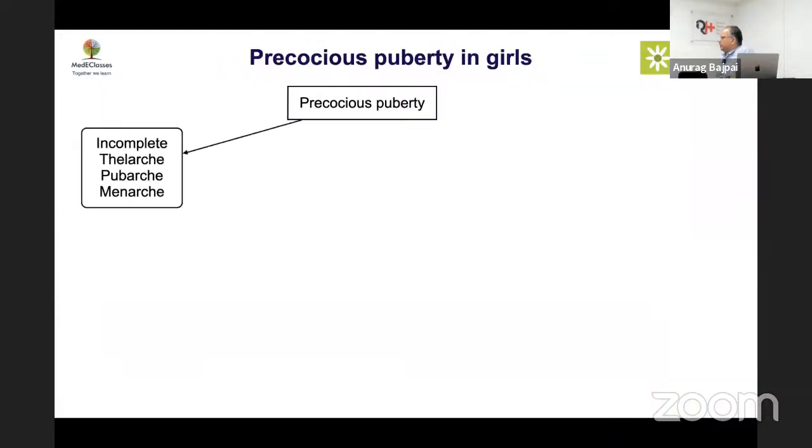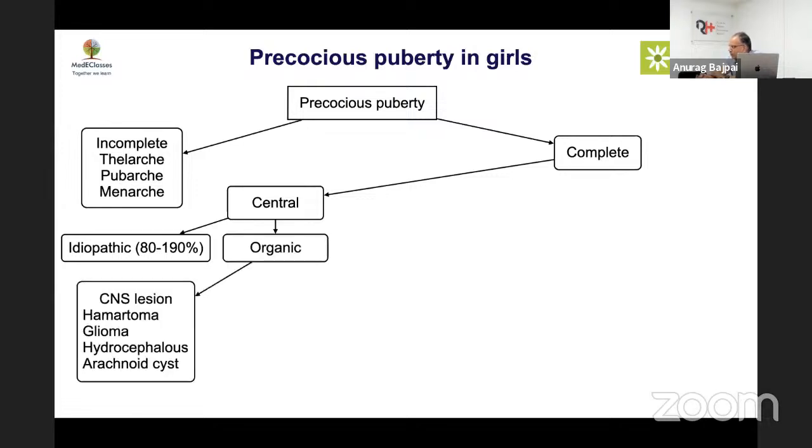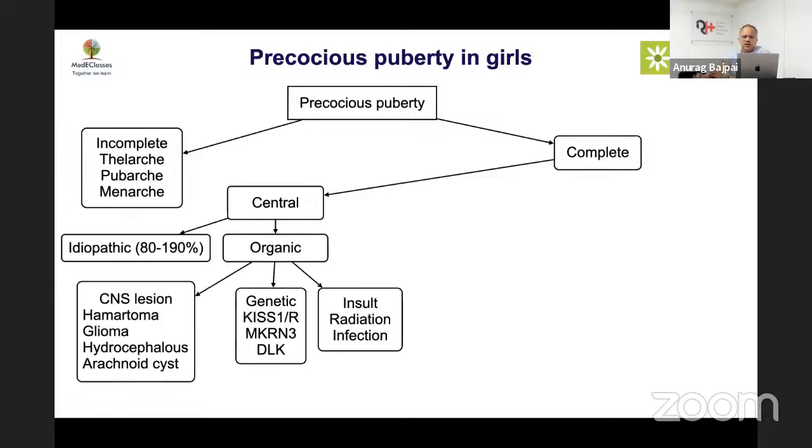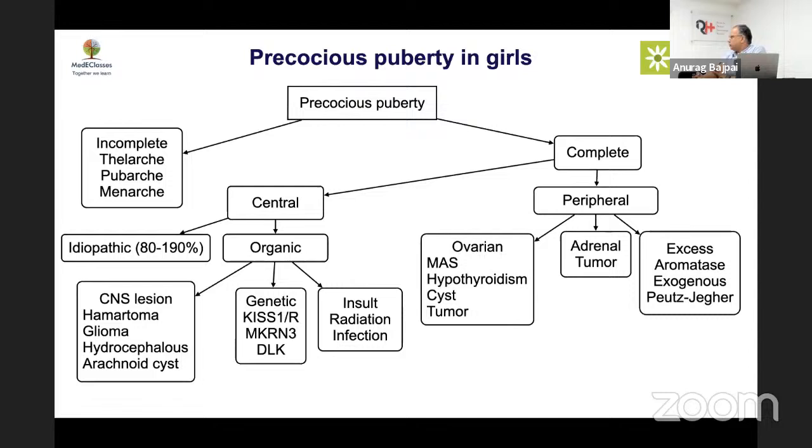So precocious puberty could be incomplete, with thelarchy, pubarchy, or menarche, or complete, in which all aspects of pubertal development happen. It could be central, in which it's idiopathic in most cases, or organic because of CNS lesions or rarely genetic causes or insult, and peripheral, which could be because of ovarian origin, because of ovarian cyst in McCune-Albright, hypothyroidism or cyst, rarely adrenal tumor, and excess production, which is very rare. So most of your cases will be incomplete or central idiopathic. Peripheral will be very less likely.